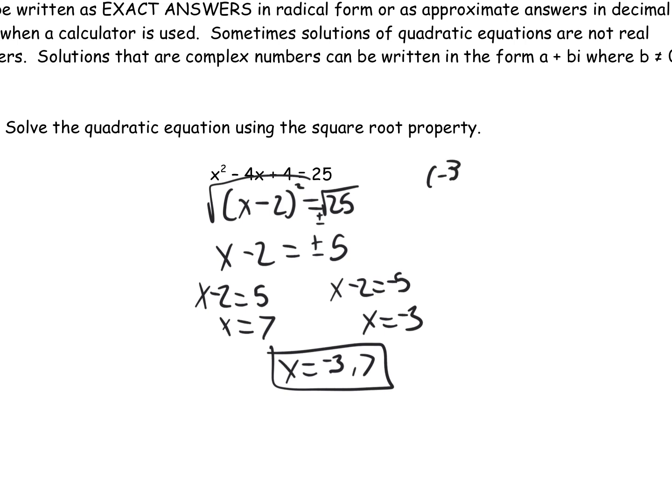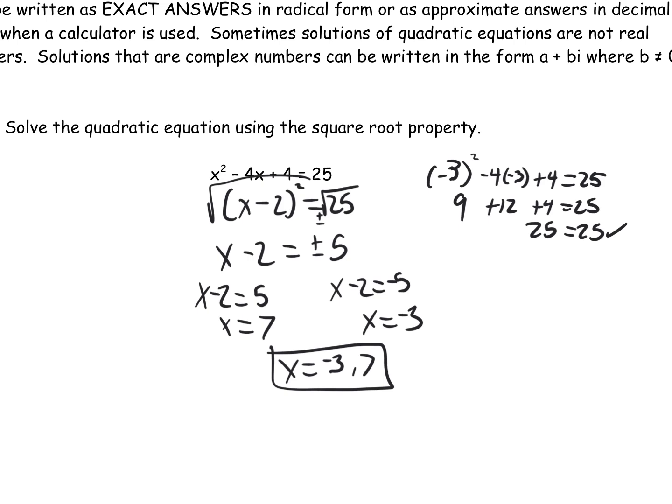So if we put negative 3 squared minus 4 times negative 3 plus 4, does that equal 25? All right, well, negative 3 squared is 9. Negative 4 times negative 3 is positive 12. So we get 9 plus 12, that's 21, plus 4, that's 25. All right, so that checks out.